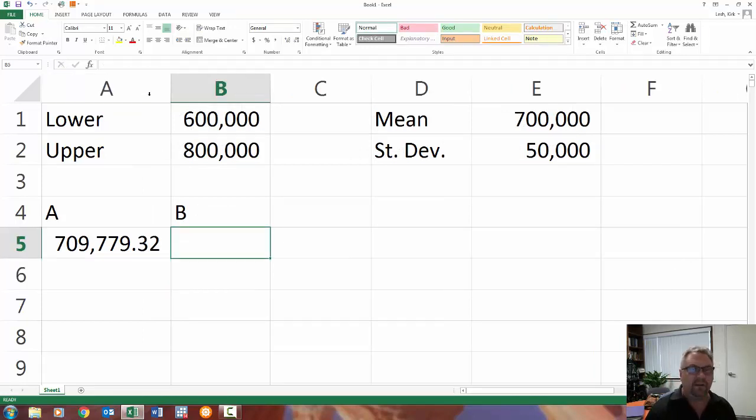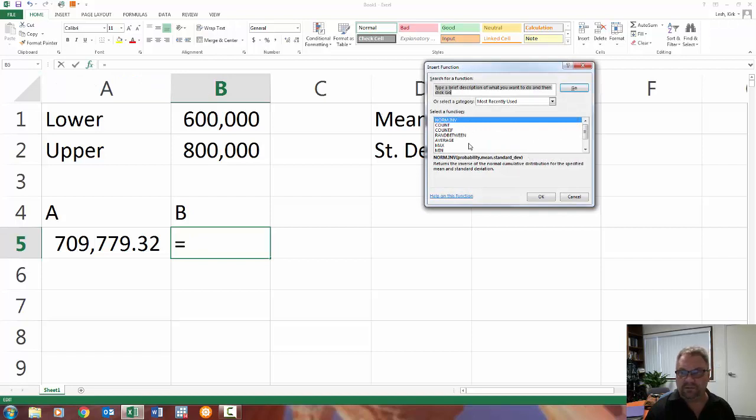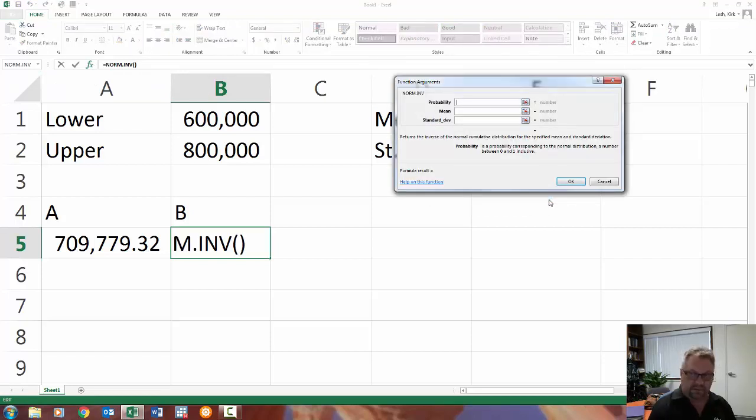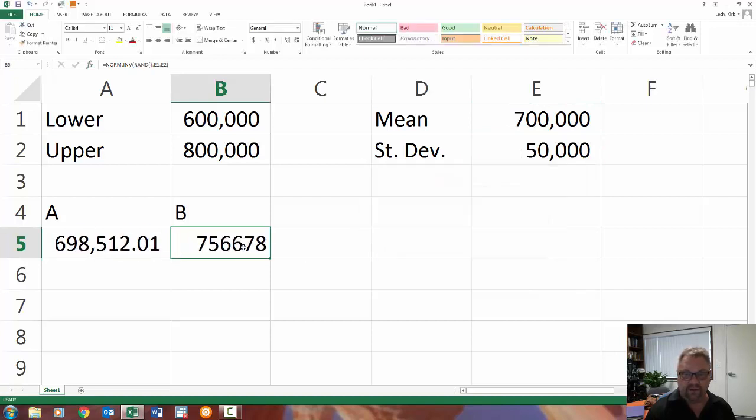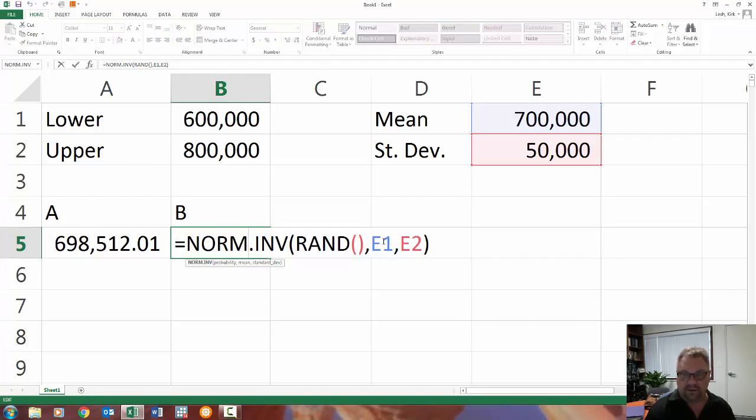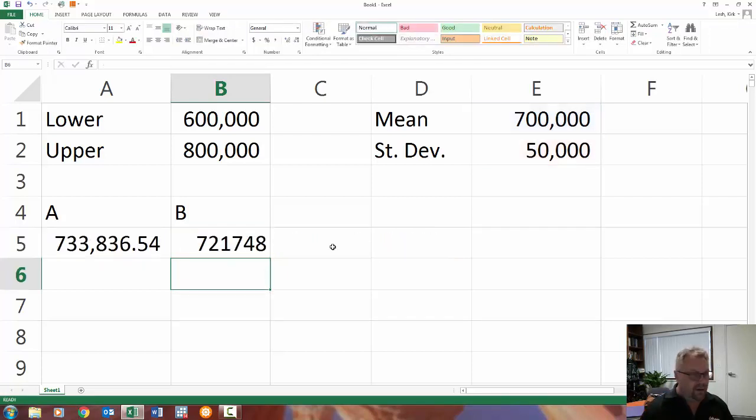And then B, use that NORM.INV. There it is. So RAND, and the mean, 700, standard deviation 50, and anchor. Now it says if the building contractor submits a bid of 750, what is the probability that the building contractor will obtain the bid? Use an Excel worksheet to simulate 1,000 trials.